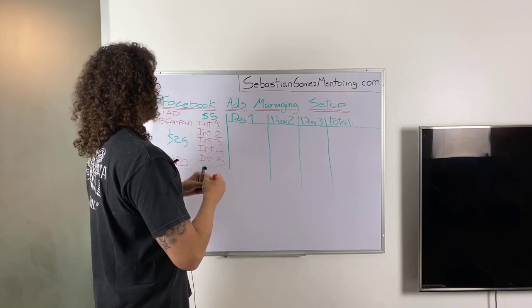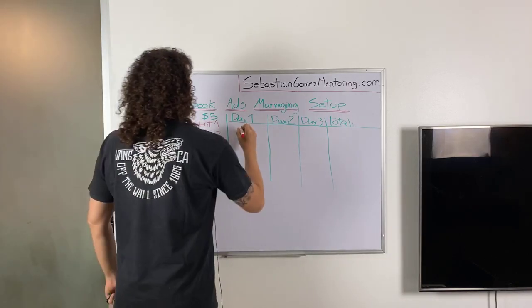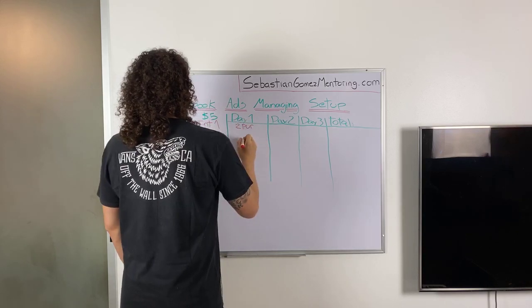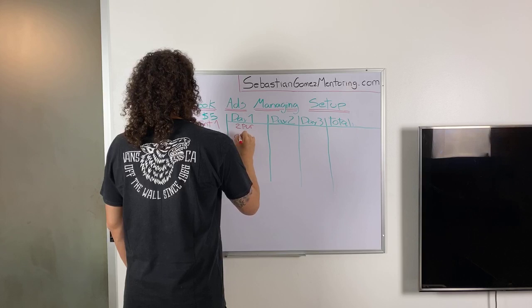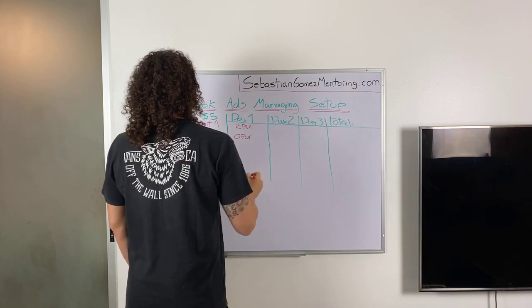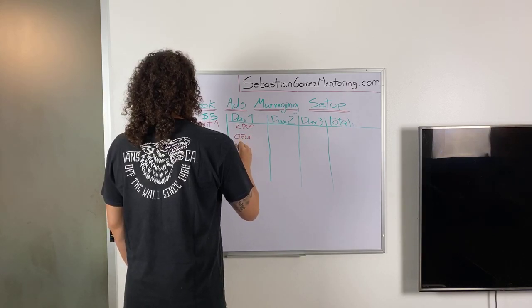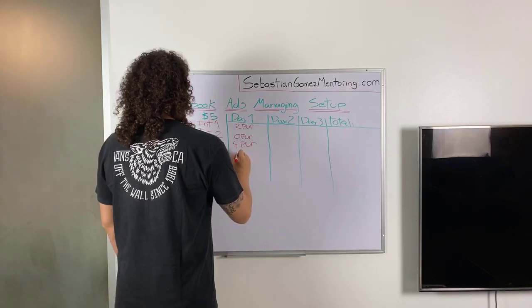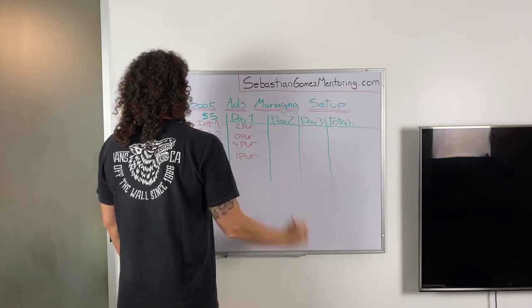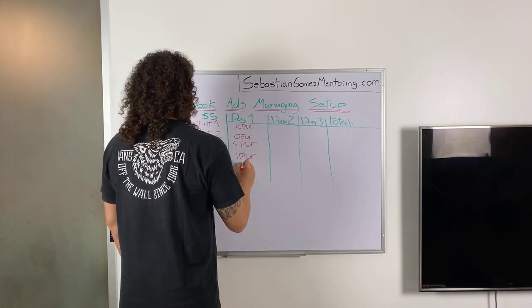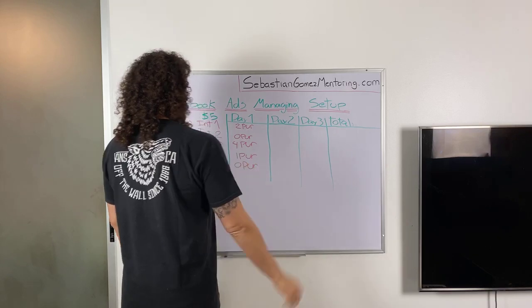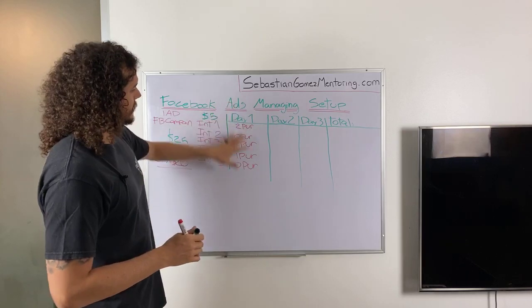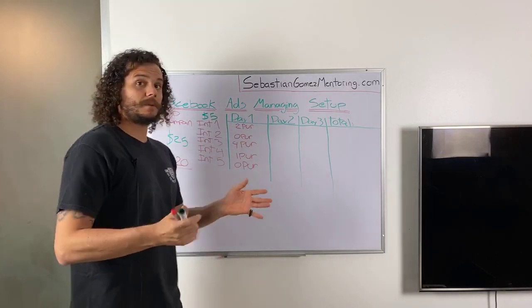So let's say that on day number 1, interest number 1 got us 2 purchases. Interest number 2 got us 0 purchases. Interest 3 got us 4 purchases. Interest 4 got us 1 purchase. And interest 5 got us 0 purchases. Let's set up an example.